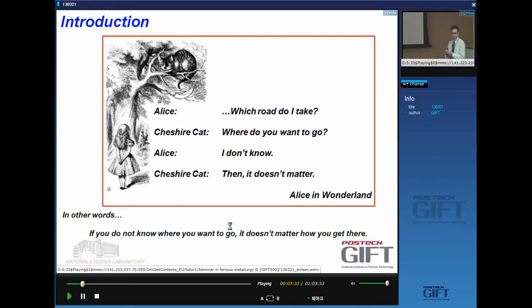So if you see this explosion of compositions and activity in steel research that I just showed you, you may wonder, do we know where we're going?